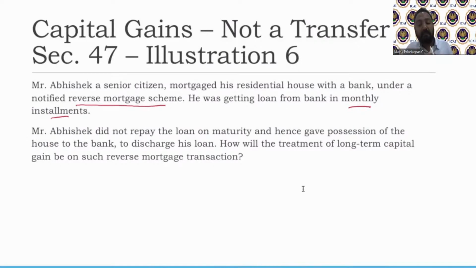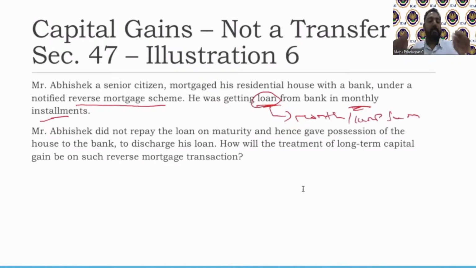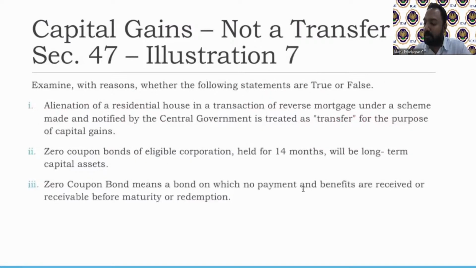Whatever loan he is receiving from the bank, be it monthly or lump sum, in whatever form, will not be treated as income under section 10 clause 43. So that's what it is about. Now both transactions will not be treated as a transfer, and this will also not be treated as income in the hands of Abhishek under section 10(43). Clear? So we'll move on to the next illustration.